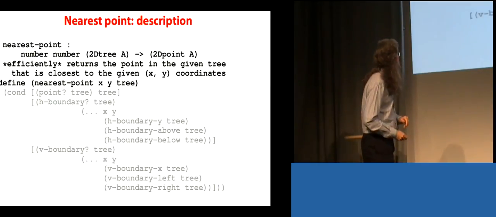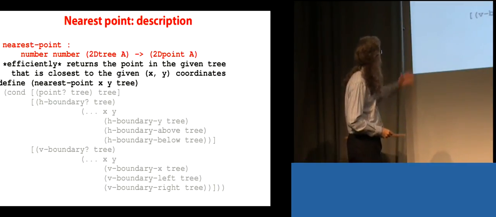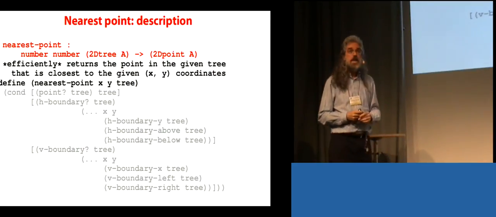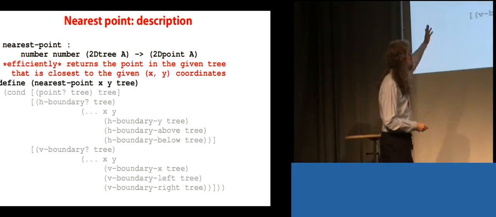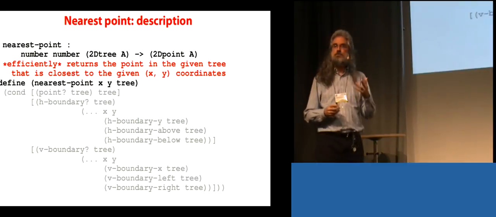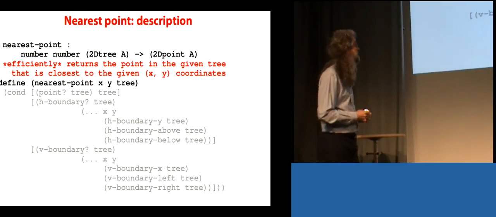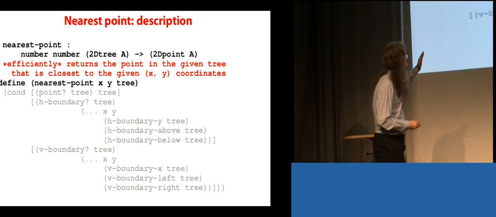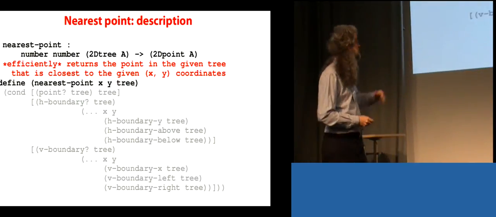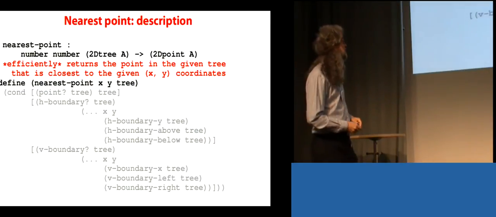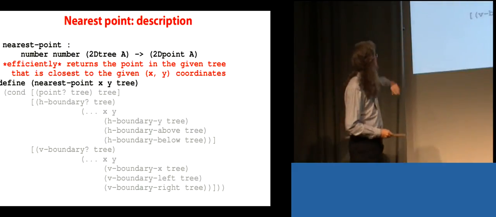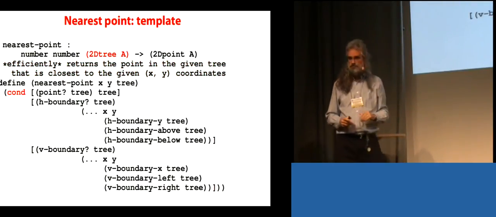So this is the nearest point function. Here's its description, its type signature. It takes an XY coordinate and a tree, and gives back a point. And the purpose statement says that it's going to efficiently find the point in the given tree closest to the given XY coordinates. And that's the sort of starting point for getting ready to create that function. Lots more functional examples like the one that I showed you, and I'm now ready to move on to the template, which is shown down here in gray.